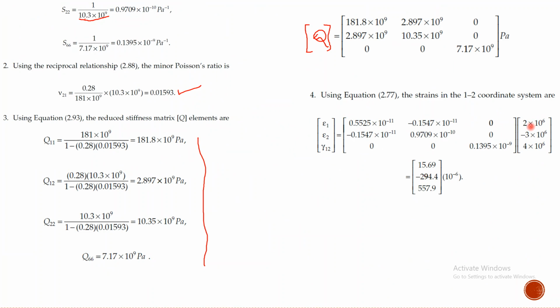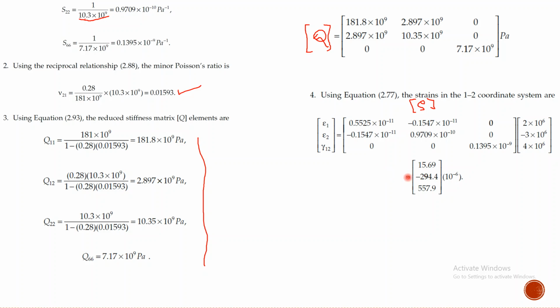So we know the strain in one direction is 2 into 10 raised to 6, the strain in the second direction is minus 3 into 10 raised to 6, multiplied by the stresses in the one direction, the stresses in the second direction, and the stresses in the shear plane, 4 into 10 raised to 6, multiplied by the S matrix. This is the S matrix with all the terms of S. Once you do that, I get the strains in the 1-2 directions directly.